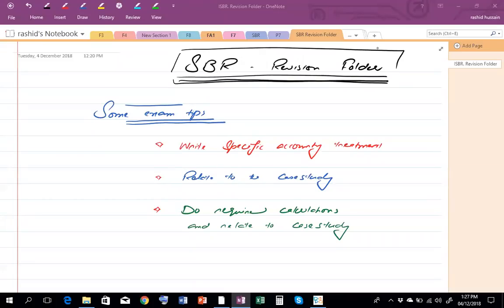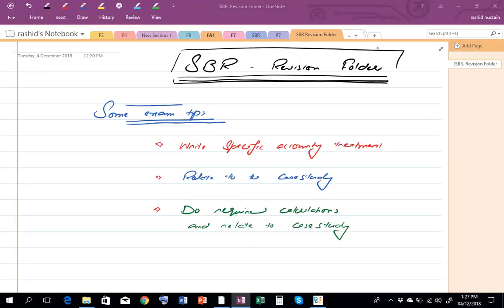Okay, this is the SBR revision folder and I'm going to record it just as the last minute revision. And do you know one thing regarding SBR? This paper is quite different from the P2 and this is mainly a descriptive paper. So you're not going to have too much calculation in it, although you can have some calculation, like 10 to 15 marks. But that will be the calculation that is going to support your argument in defining the accounting treatment. But mainly the examination is not going to be that much calculation based. So I'm going to give some tips and then we'll be having the revision of the standards.